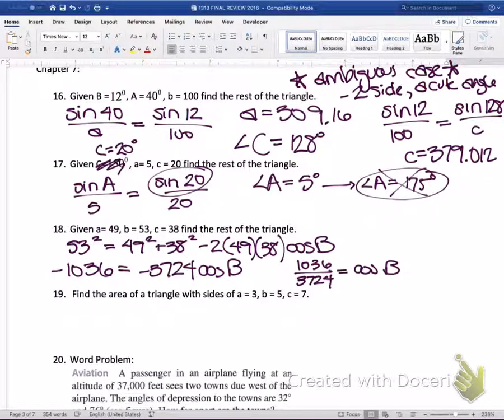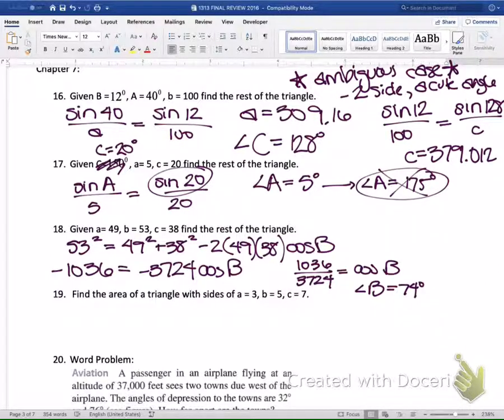Inverse cosine of that fraction. This gives me angle B is about 74 degrees. Then you may proceed after that using law of sines. I'm not going to finish it out because it's just more of the same.